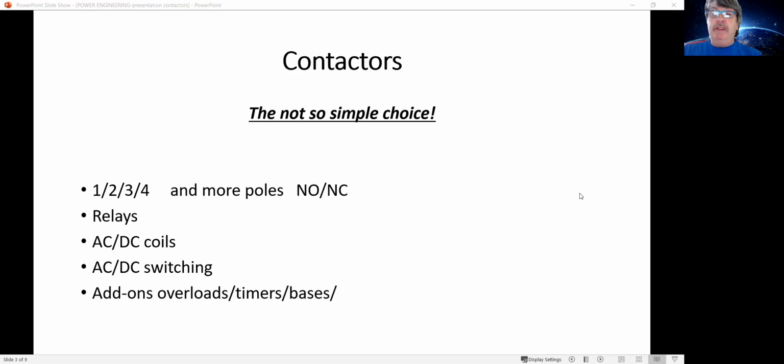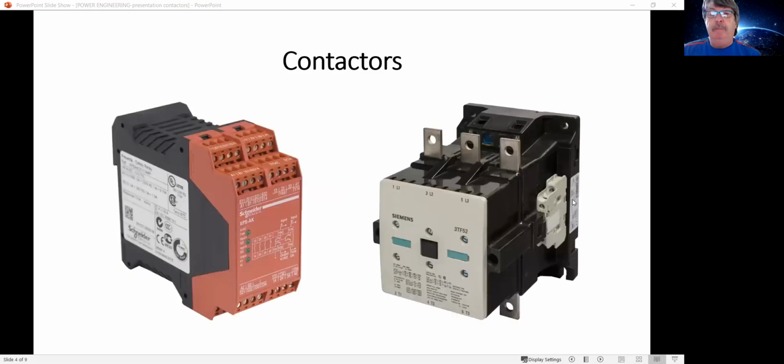And you get many adaptations, additions like overloads, timers, you get different bases, and you get little relays. I mean, the relays could even be PC board mounted. There's a whole range of types of relays out there. So there's no fixed form in a specific industry like the electrical heavy current area. They might look a certain way. In the electronics industry, they look quite different.